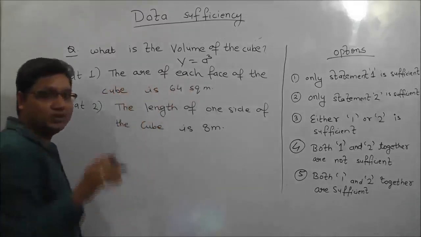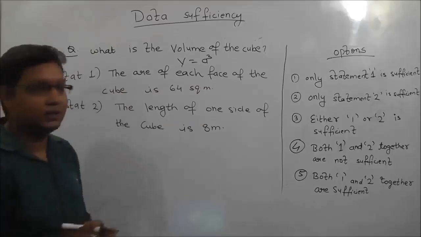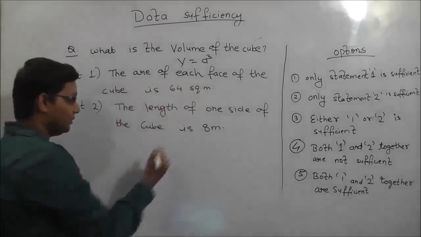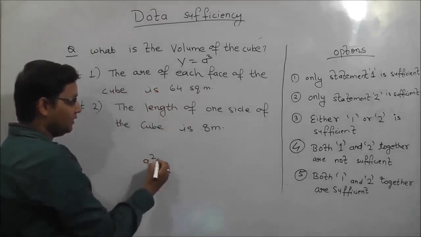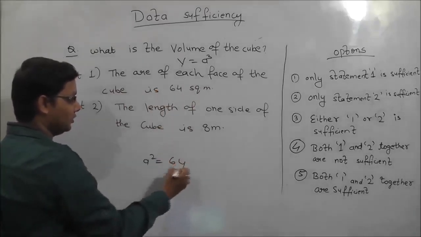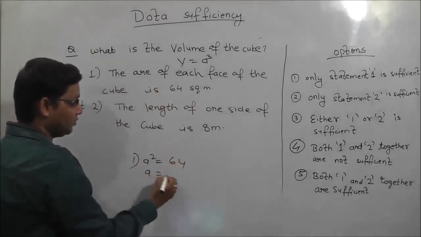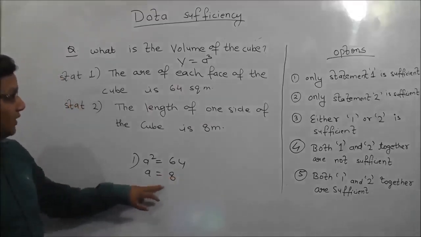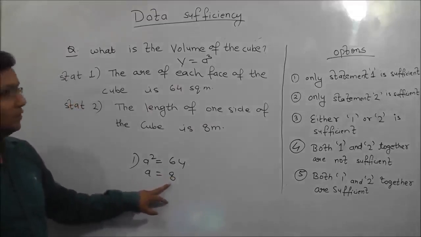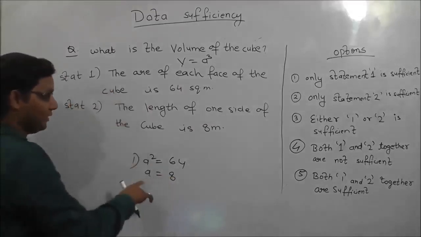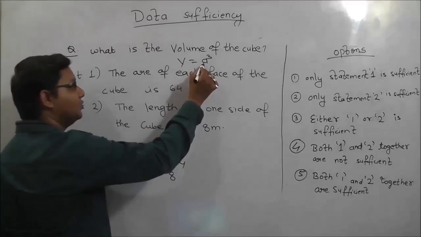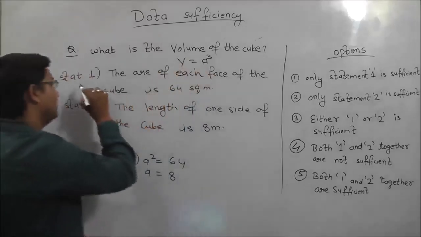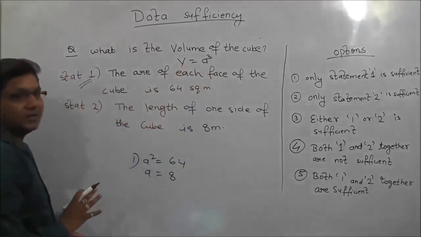Because it is a cube, all the sides are equal. So if the area of each face is given, it means a squared equals 64 according to the first statement. So a equals 8. So we are able to get the value of a. If we substitute it here, we can get the volume. So this statement alone can give the answer.